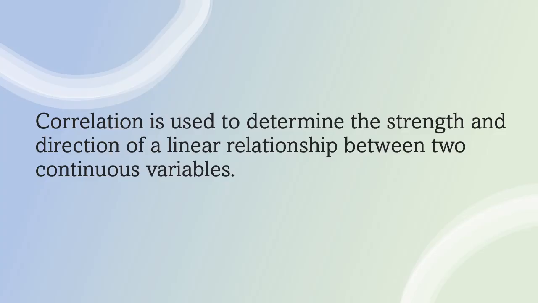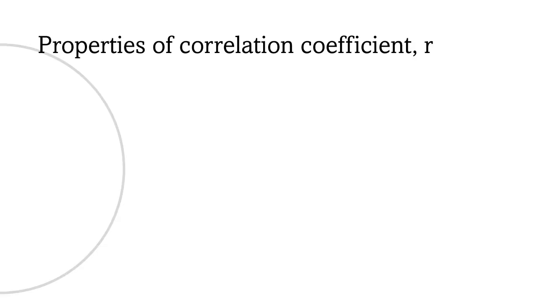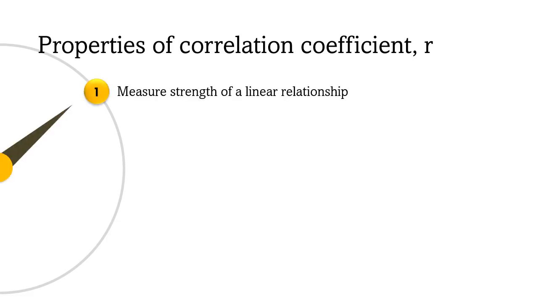Correlation is predominantly used to determine the strength and direction of a linear relationship between the two continuous variables. We measure association by correlation coefficient, which is also known as Pearson product moment correlation coefficient, and it is denoted by small r. There are few properties of this correlation coefficient. Let's see those properties. So the value of this correlation coefficient r measures the strength of a linear relationship, and we'll see how to measure the linearity between the two variables.